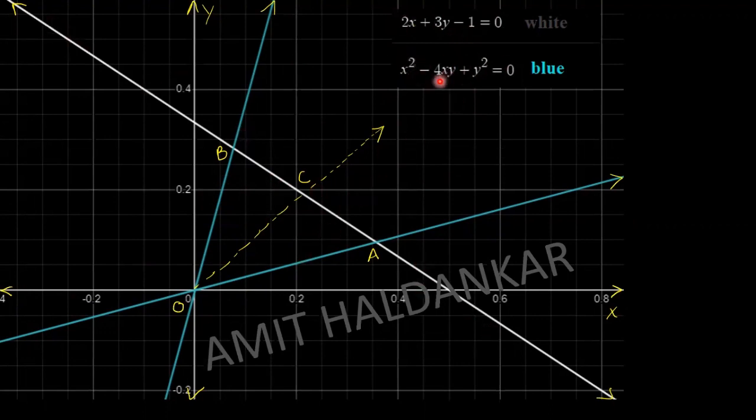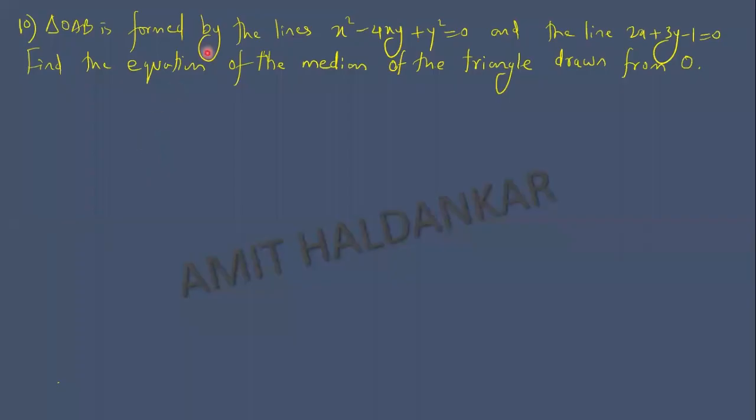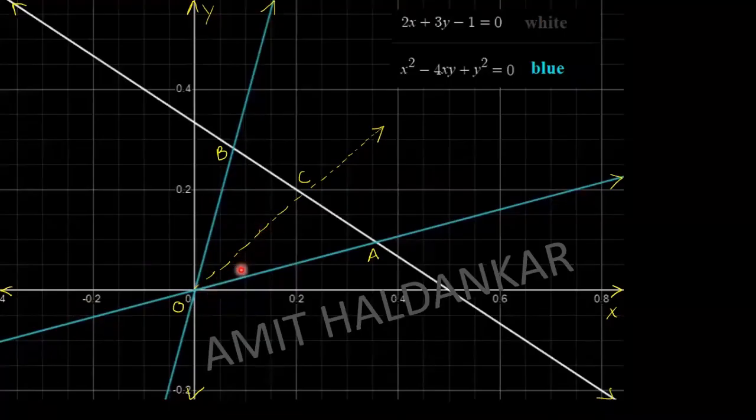So these are the combined equation of two lines which are passing through the origin, and OAB is the triangle that is formed. You have to find the equation of the median of the triangle drawn from O. So you have to find the equation of OC, that is median OC. How will I find the equation of median OC? I already know O. If I know the coordinates of C, I'll get it. So how will I start?